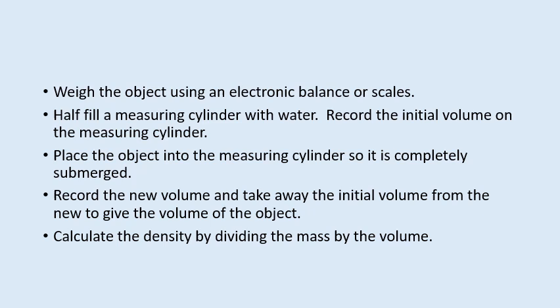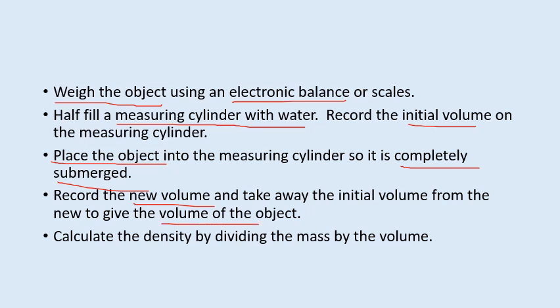The idea that you had to weigh the object first using a balance, which we talked about. You also had to use a measuring cylinder with water, and you record the initial volume. Then you put the object into the measuring cylinder, making sure it's completely submerged. That's quite important. You don't want any bits sticking out. Then you record the new volume, okay, and then you are going to take away the initial volume from the new volume, and that will give you the volume of the object. And then finally you're going to calculate density by dividing the mass by the volume. So there's your answers.